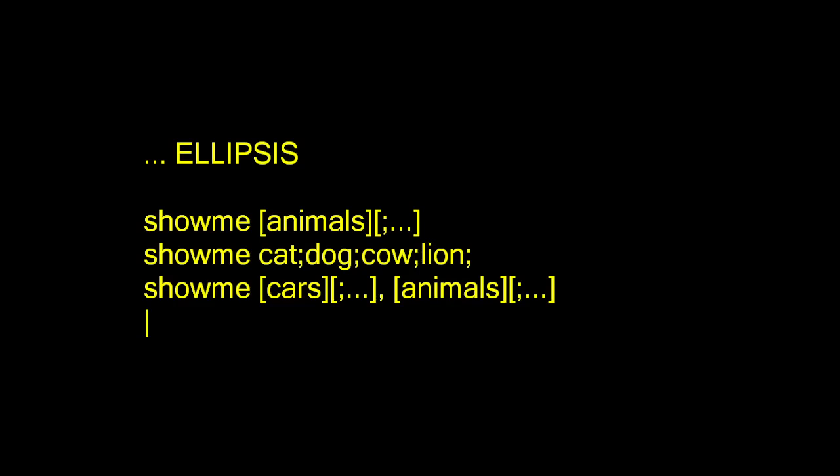If I put in between cars and animals split vertical bar, you cannot combine. Okay? Show me Kia, car, dog, Toyota, cat. So it is working. See?